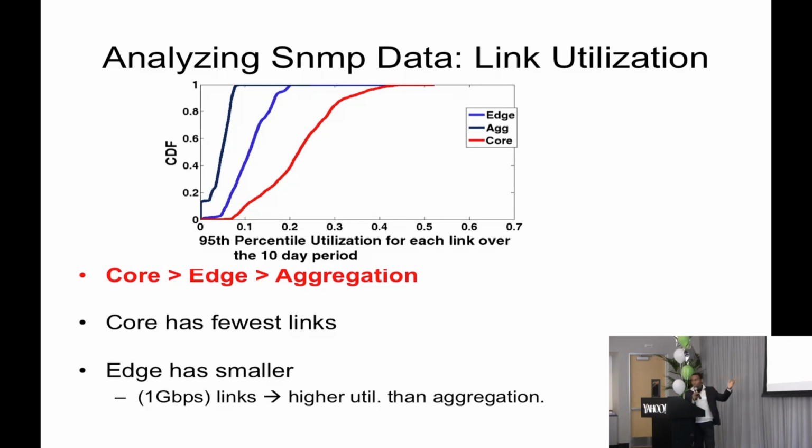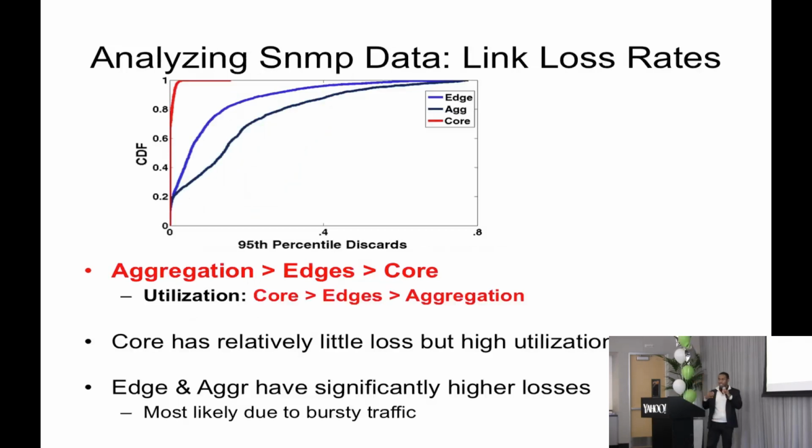And so if you actually look at the losses, there's somewhat of a reverse trend. The aggregation has the most loss rates, the edge has the second most loss rates, and the core has the least amount of loss. And just trying to go back and think about the edge and the aggregation.